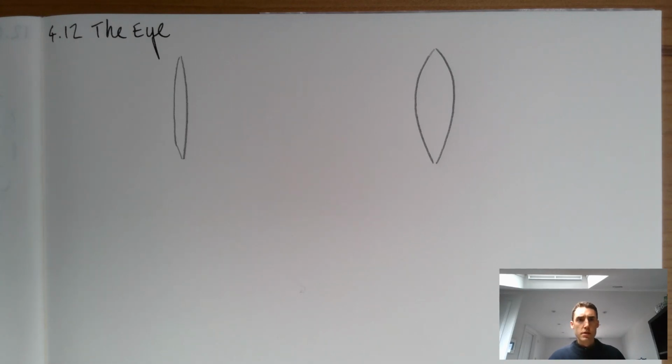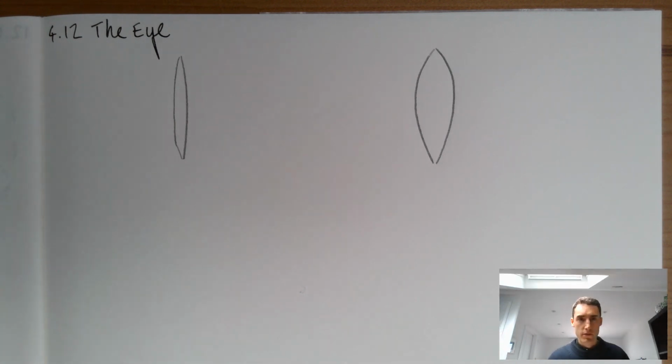Hi everyone, welcome to this video on lesson 12 in the sound and light scheme, which is on the eye. In the previous lesson, we introduced students to lenses, and students saw how different shaped lenses, and at this stage we're just focusing on convex or converging lenses, but they saw how different shaped lenses have different powers, which means they refract light that's incoming more or less.